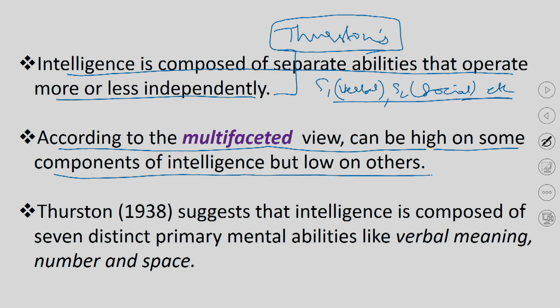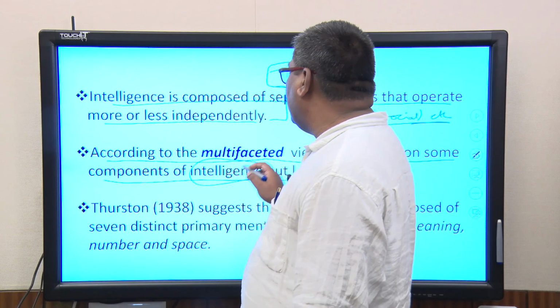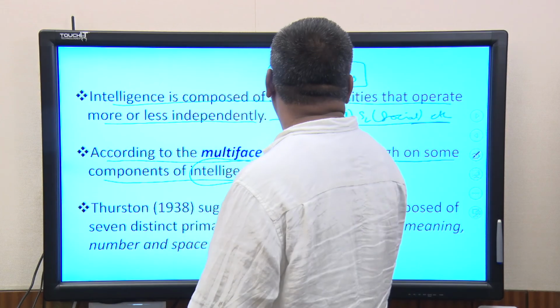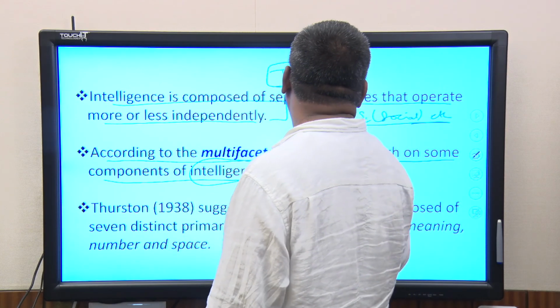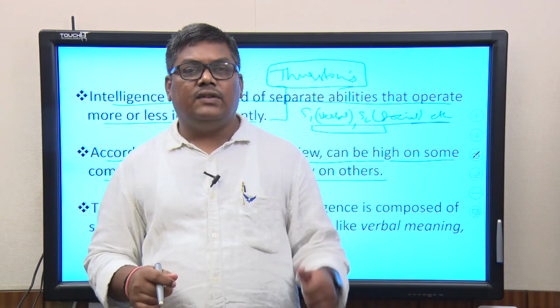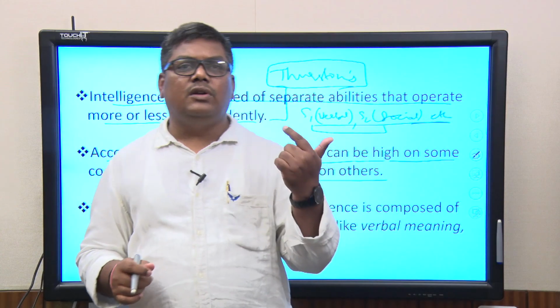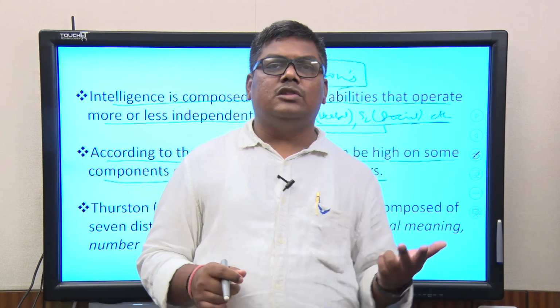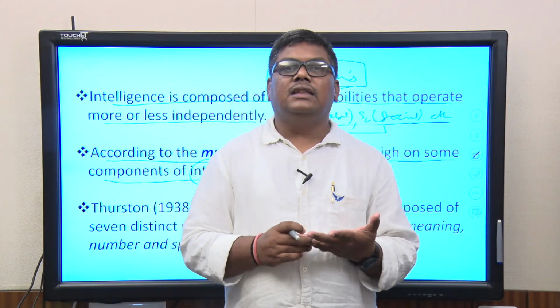Now, if you look at what Spearman said, if you are high on the G factor, then you will be high on other factors, because G is the one which is deciding your intelligence. But the multifaceted view has an interesting viewpoint. It says that it is possible for people to be high on some abilities and low on other abilities. For example, look at academics. Academicians are very good at verbal skill, very good at arithmetic skill, and so on and so forth. But when it comes to social skill, they are very bad at that.